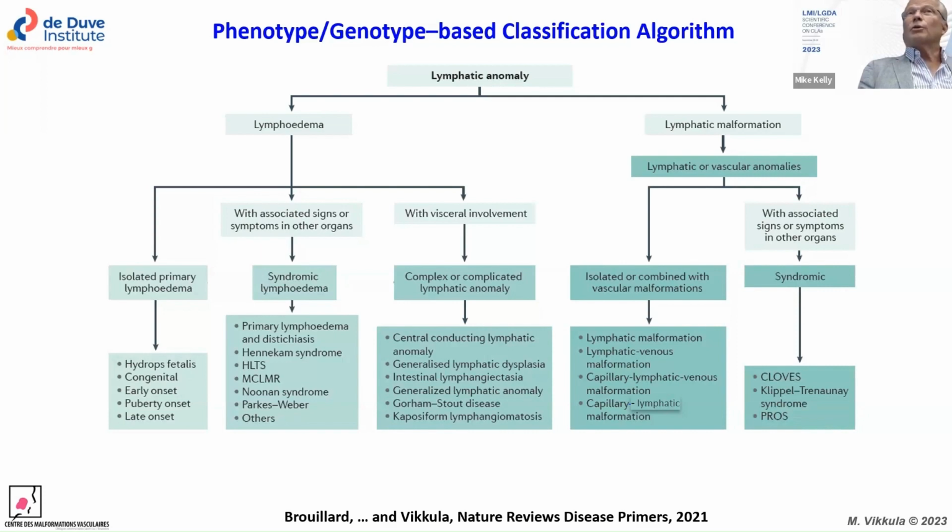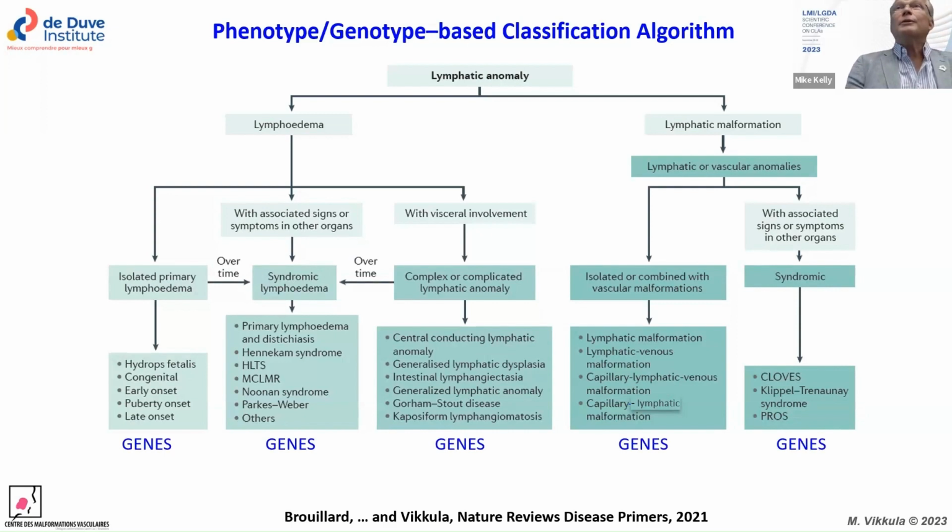So for somebody who's new to the field, I think this gives already quite a good overview of what the field is about. And there is this notion that these entities can evolve and do evolve in time, so whatever you see at birth is not necessarily the whole story. We also now know, as will be discussed today, that there are genes involved in all of these entities or groups of entities.